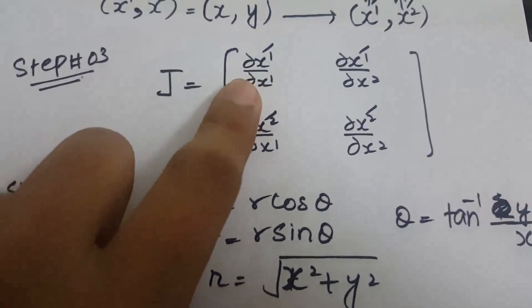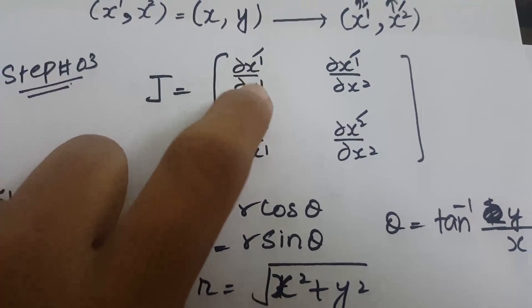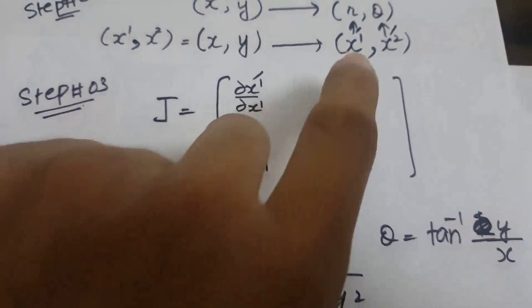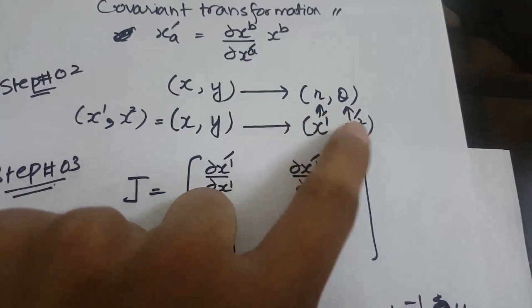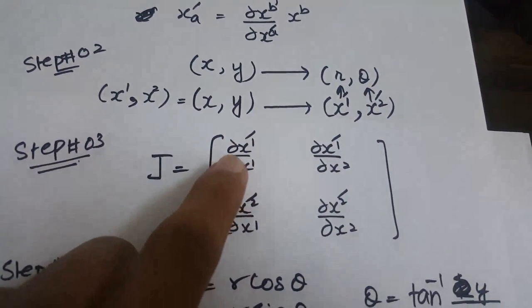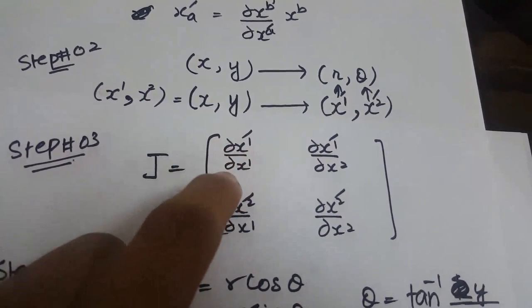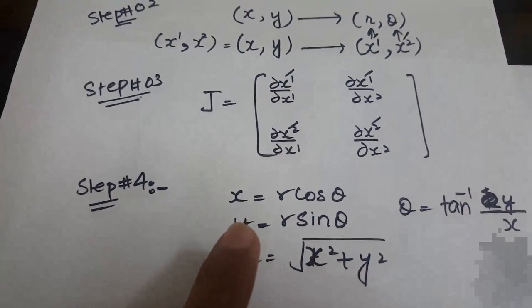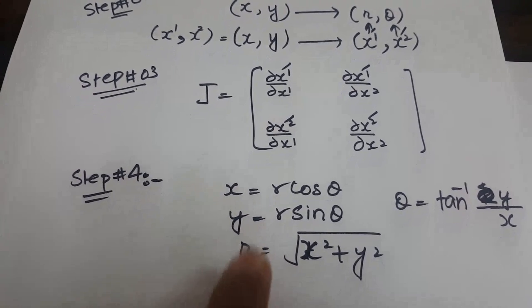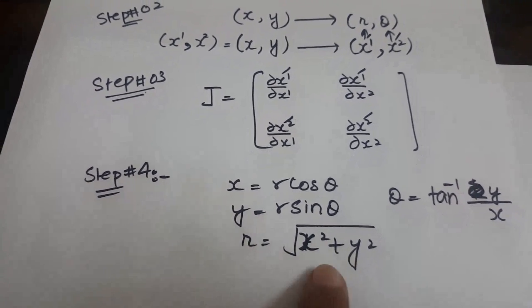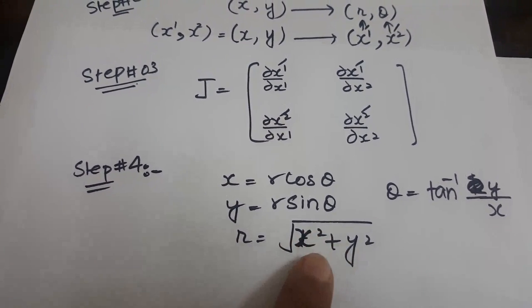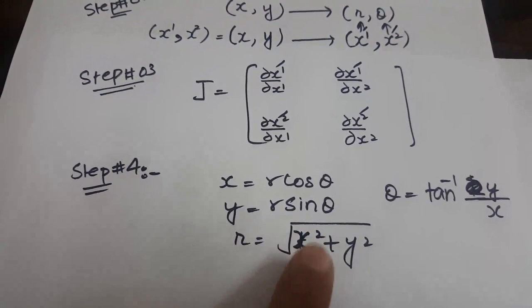So in the first row and first column we have x1 prime with respect to x1, partial derivative of x1 prime with respect to x1, and we already know that x1 prime represents r and x2 prime represents theta. So we are going to take derivative of x1 prime with respect to x1 means we are going to take derivative of r with respect to x. So in these relations, derivative of r with respect to x, we have to use this equation because here r is depending on x and y. So we have to take derivative of r with respect to x, and after taking and solving it, we substitute it here.